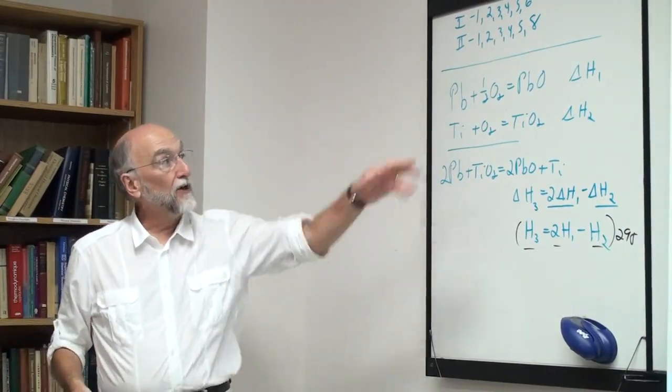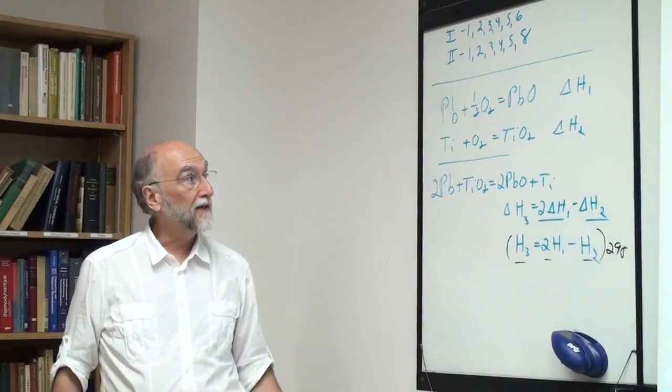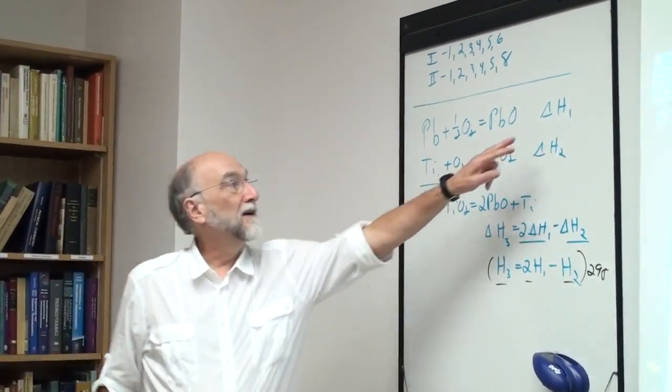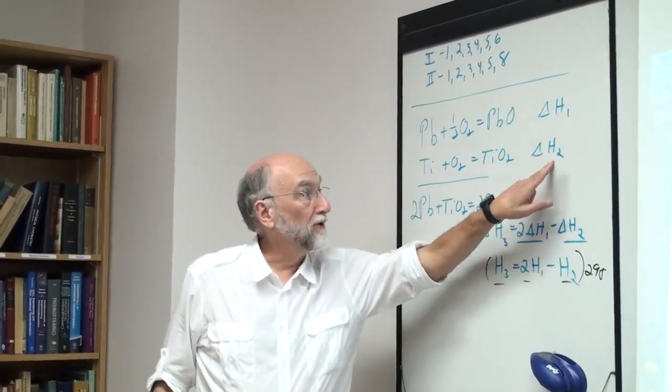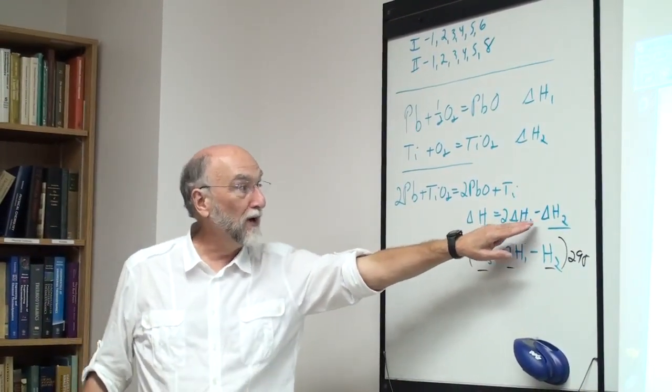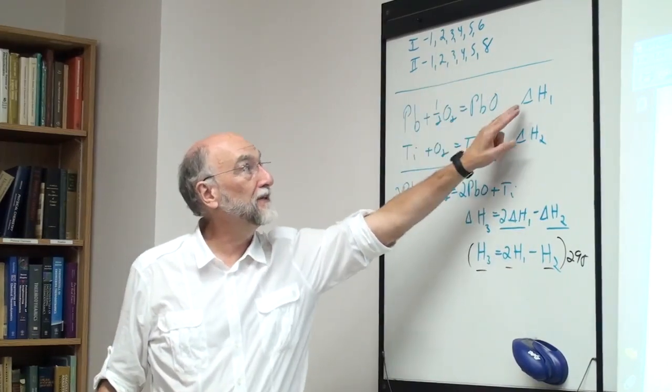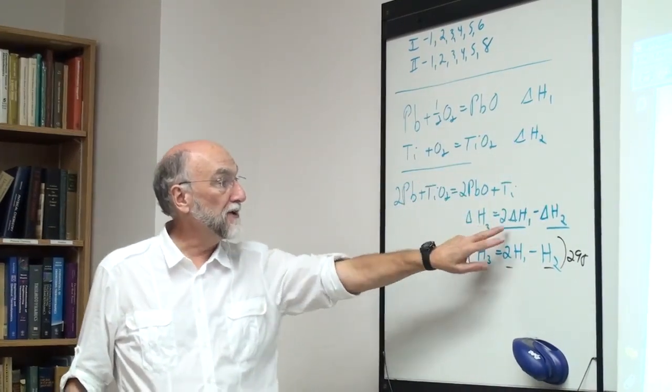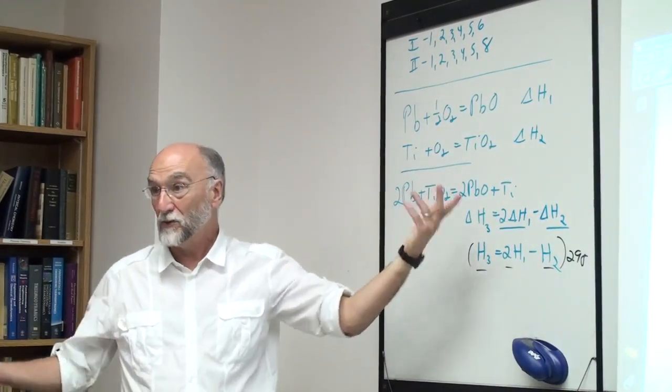Then I said the same thing holds for any extensive property, and then I got confused. Yeah, it does, of course. You can replace H by U or V, so if you replace that by U, then delta U3 is 2 delta U1 minus delta U2. If they're entropy, then delta S3 equals 2 delta S1 minus delta S2, and so on.